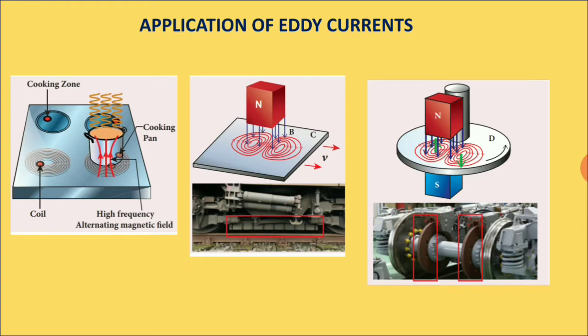Next one, eddy current brake. It is used in high speed trains and roller coasters. Strong electromagnets are fixed above the rails. When the brake is applied, the magnetic field induces eddy currents in the rail which oppose or resist the movement of the train. In some cases, a circular disc is connected to the wheel of the train. Then there is relative motion between the disc and the magnet. Eddy current is induced in the disc which stops the train. This is the eddy current circular brake.